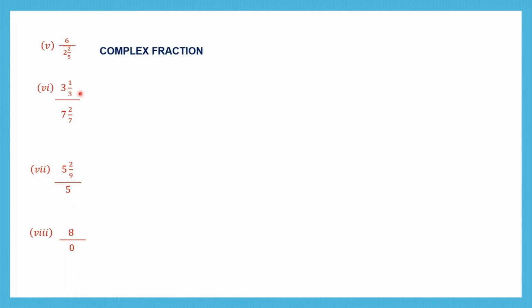Question 6. We have 3 1 by 3 in the numerator and in the denominator we have 7 2 by 7. So this is also a complex fraction. Question 7. 5 2 by 9 is the numerator and denominator is 5. So since we have a mixed fraction here, this is a complex fraction. Question 8. 8 by 0. The denominator is 0. So this is neither a simple fraction nor a complex fraction. So this is neither.